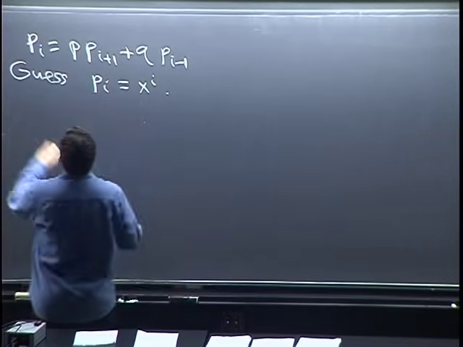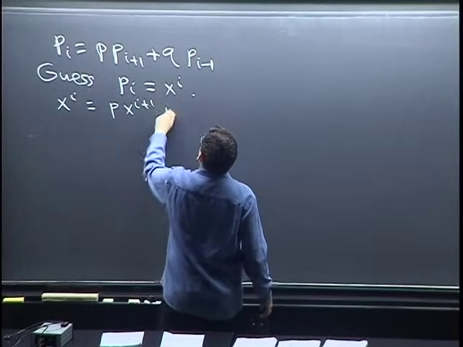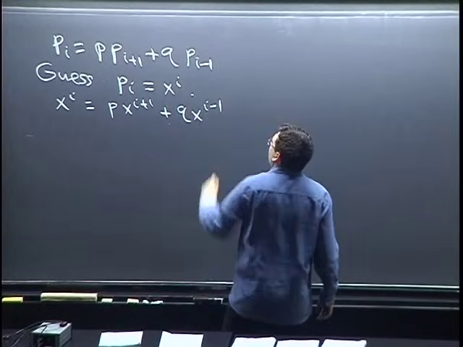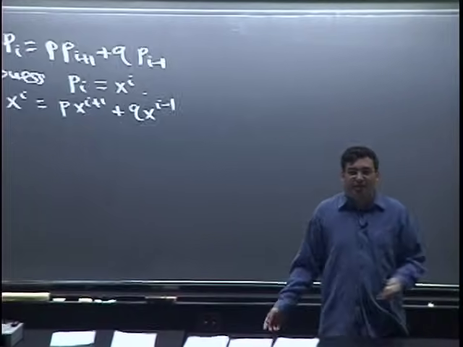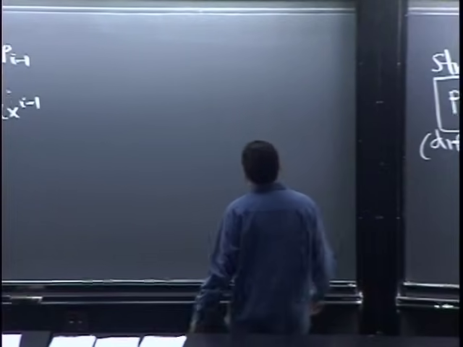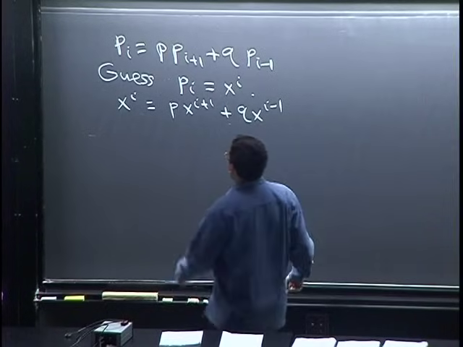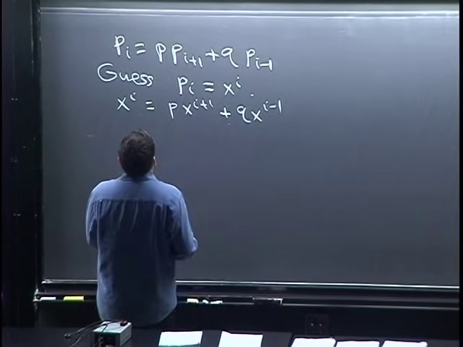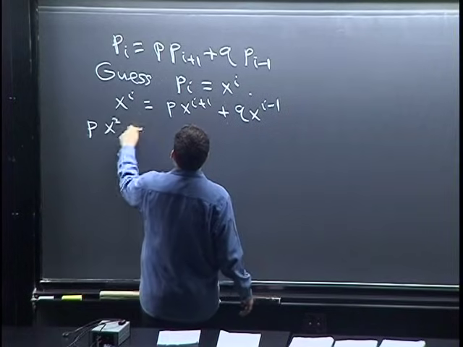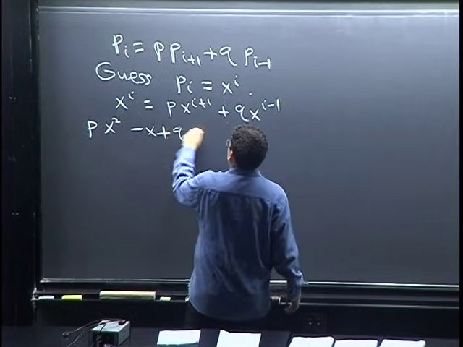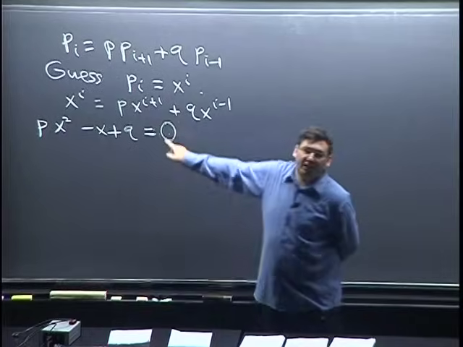Well, we'll plug it in. x to the i equals p x to the i plus 1 plus q x to the i minus 1. And one way to solve this is if x equals 0, but that's not an interesting solution, and that's not going to work for our boundary conditions. So let's assume x is not 0, and cancel out the x to the i minus 1. This says that p x squared minus x plus q equals 0. Assuming that this guess is true, this quadratic equation must hold.